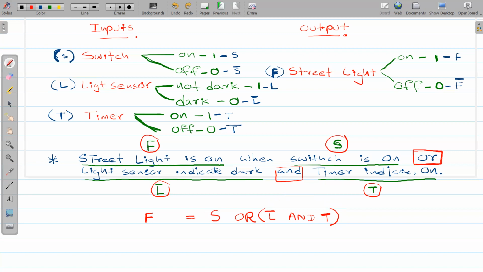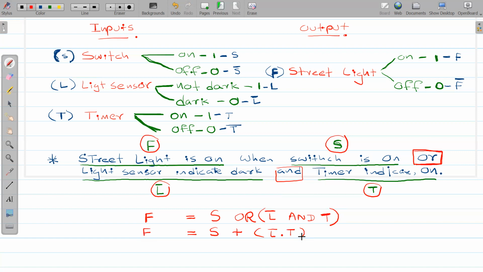Are we clear with that, people? Clear, sir. Right. So what we can say is, as the final equation, F equals S plus L bar dot T. Right?